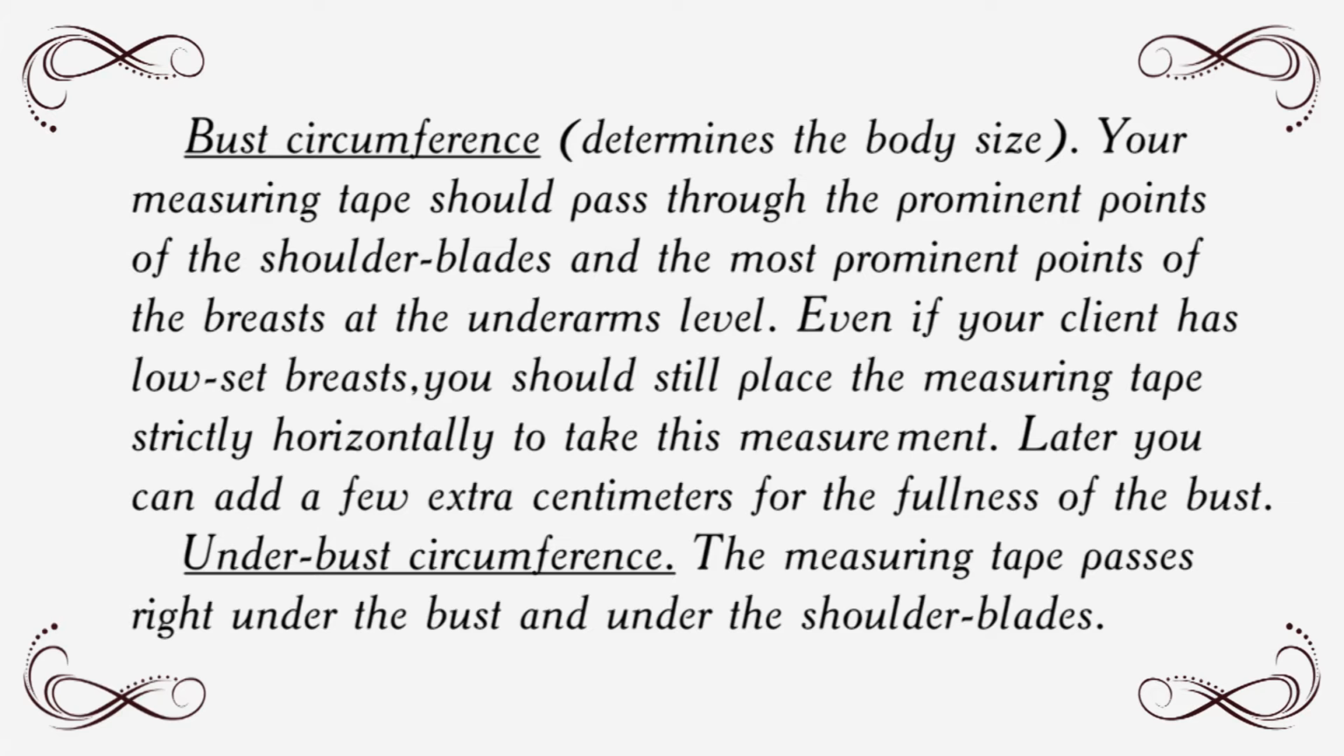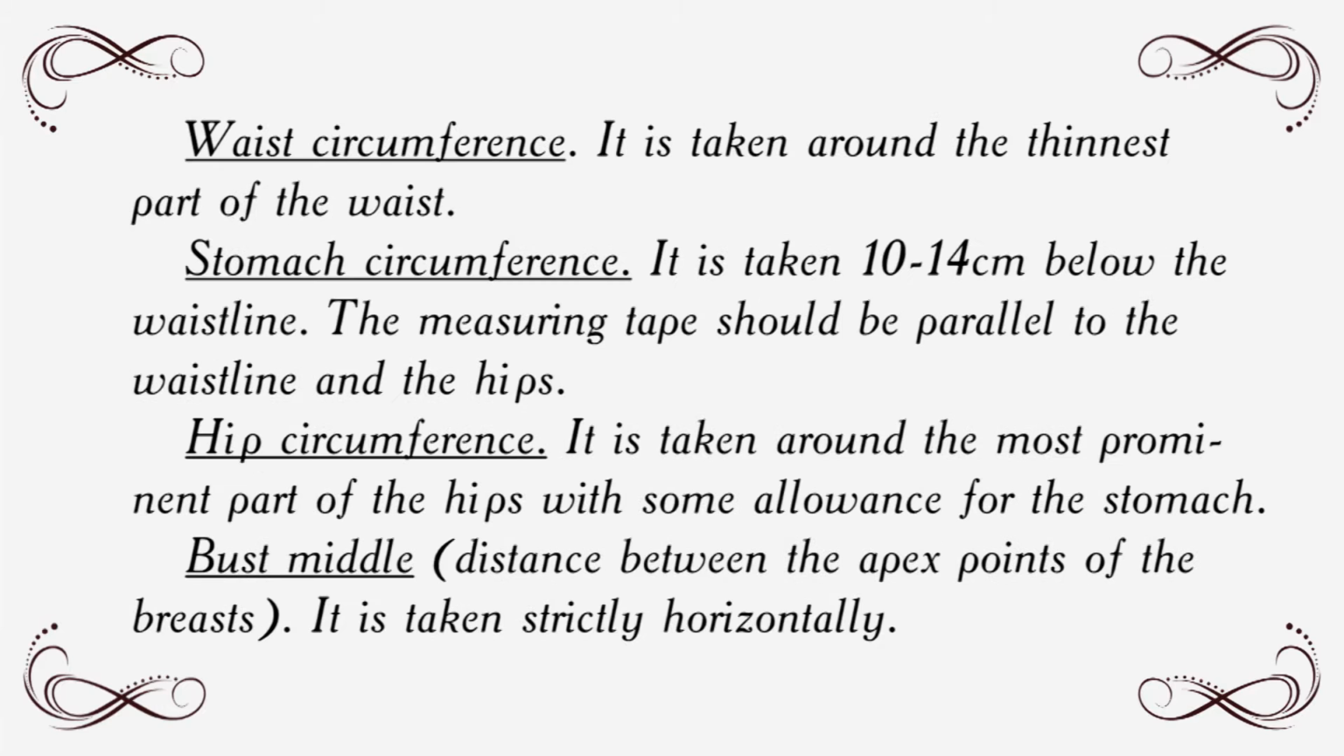Under bust circumference. The measuring tape passes right under the bust and under the shoulder blades. Waist circumference. It is taken around the thinnest part of the waist. Stomach circumference. It is taken 10 to 14 centimeters below the waistline. The measuring tape should be parallel to the waistline and the hips.